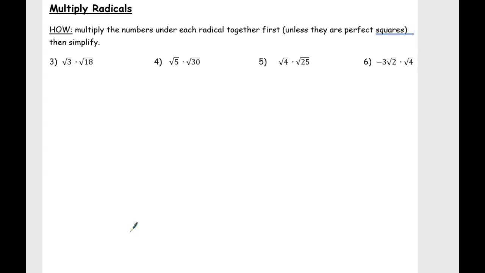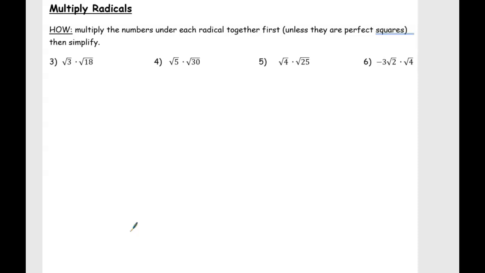All right, so today we're going to add on a little bit, and we're going to learn how to multiply radicals. So to multiply them, you just multiply the numbers under the radical together, unless they're perfect squares. If they're perfect squares, you can actually find the square root of it, or the perfect cube, find the cube root, and then multiply. But you'll get the same number no matter which way you do it.